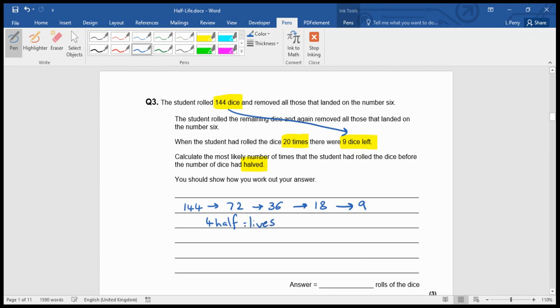That's 4 half-lives, which was 20 rolls. So if 4 half-lives is 20 rolls, then I can find out what 1 half-life is by dividing 20 by 4, which is 5 rolls. So 5 rolls is 1 half-life. So the number of dice rolls it took to halve is 5. Bit of a weird question. It doesn't mention radioactivity, but I actually got rid of the questions before, which were all about radioactivity. So students did know this was a half-life question.